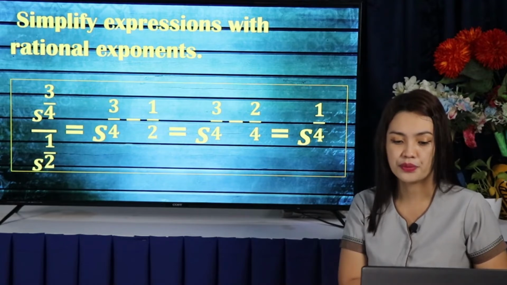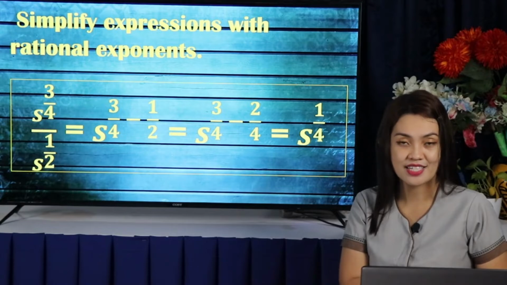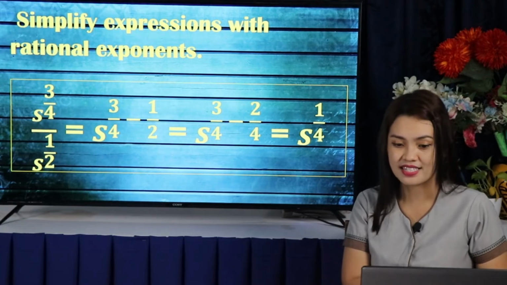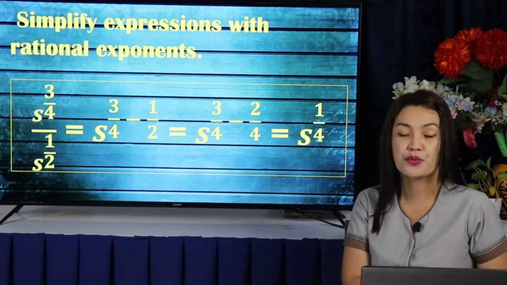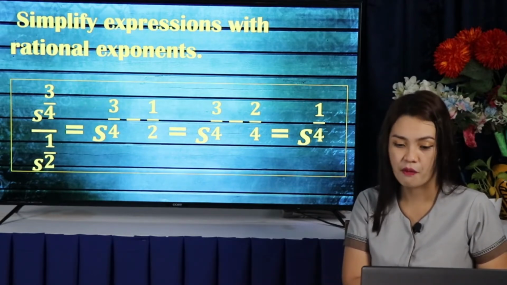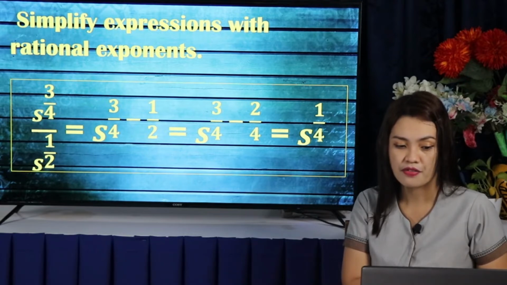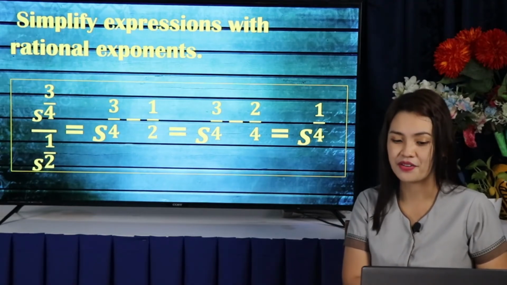According to the quotient rule, when two numbers have the same base, copy the base and subtract the exponents. This case has rational exponents. We need to find the least common denominator of the two rational exponents. So, s raised to the power of 3/4 divided by s raised to the power of 1/2 becomes s raised to the power of 3/4 minus 2/4, which is equal to s raised to the power of 1/4.